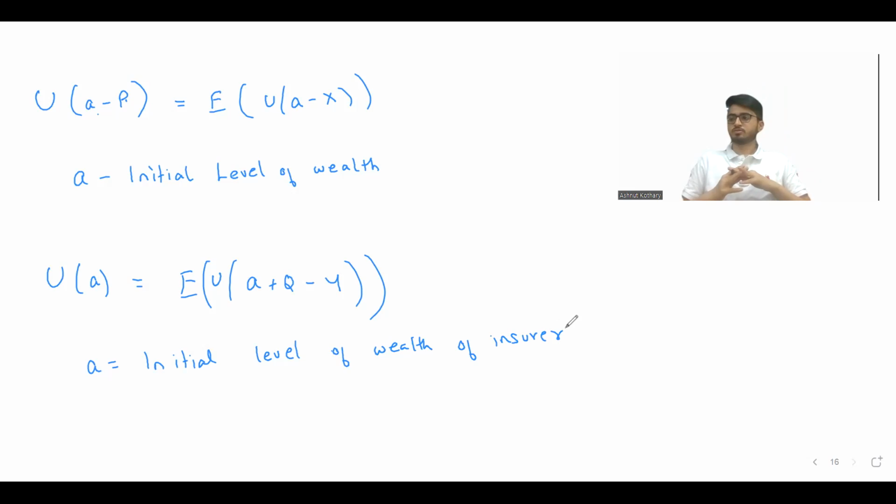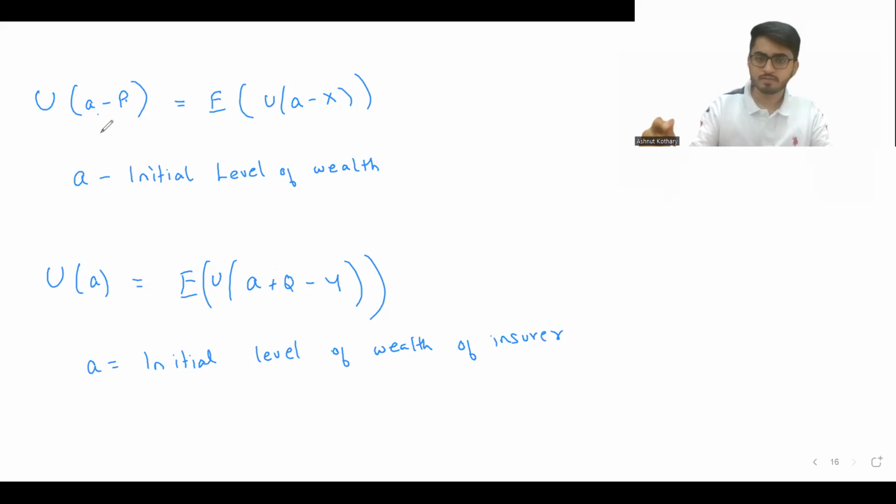If the insurer does not offer insurance, it will have amount A, utility A. If it takes out cover, it will be receiving a premium of Q and it needs to pay a loss of Y. Expectation of this. There are a couple of questions. While reading the material, you can directly practice. The formula remains this only, just need to solve it.